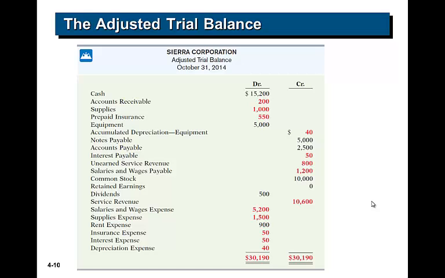For example, remember that Sierra had $1,000 worth of supplies on hand at the end of the month? Before adjusting entries, supplies had a balance of $2,500, which was overstated. Now supplies has the correct balance of $1,000.